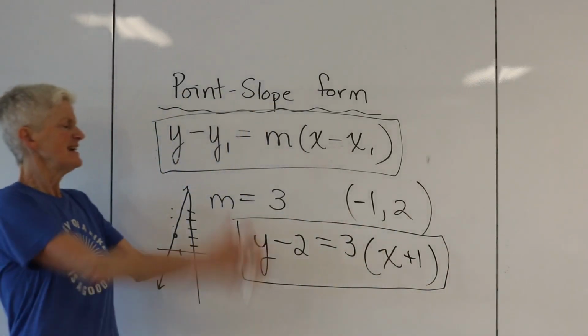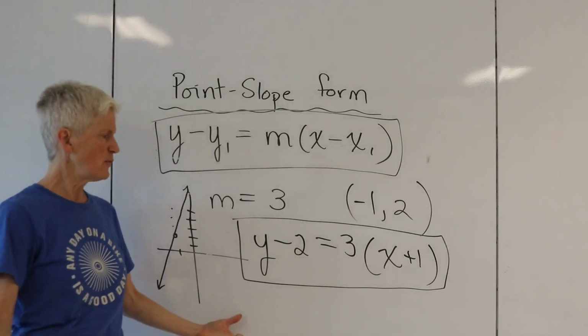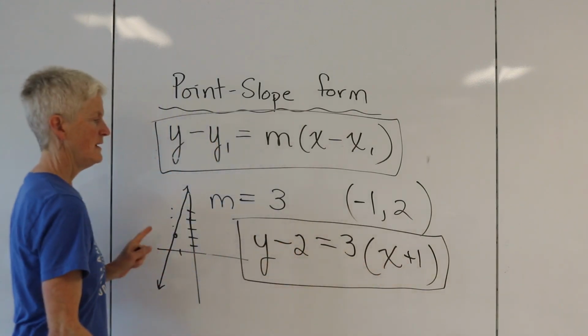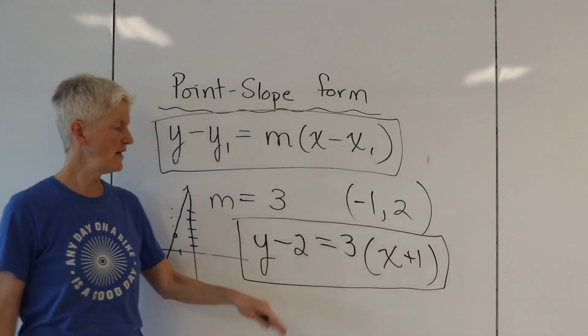You can just leave it like that? You can leave it like that. That's the equation of the line? That's the equation of a line. Everybody knows, oh, this line goes through (2, -1), and it has a slope of 3. It gives all the information we need.